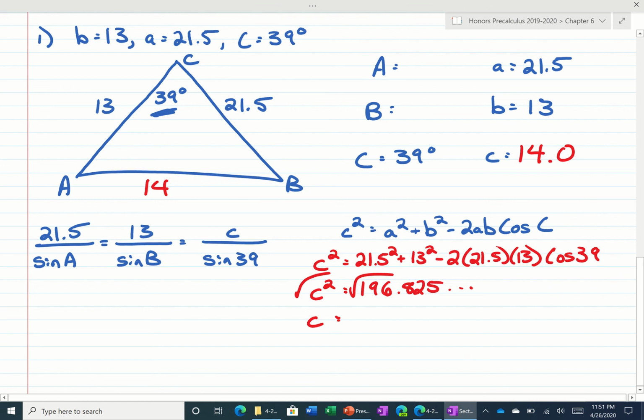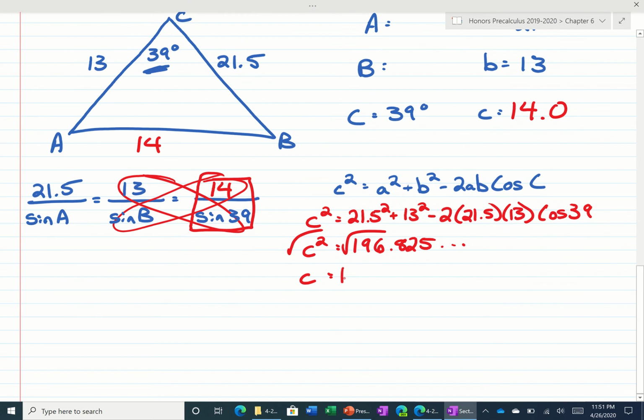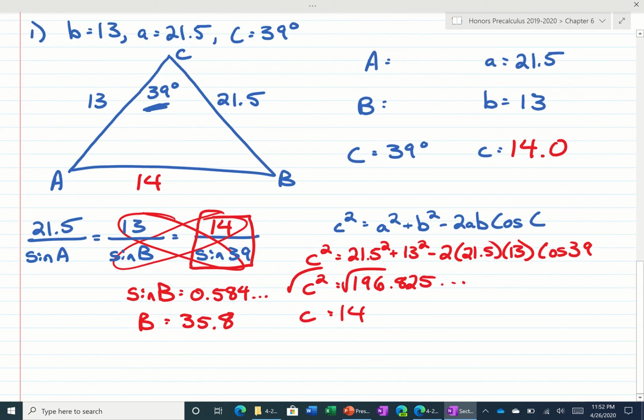All right, well, now that we have that side, we could use law of sines. We would use this fraction, cross multiply. Let's figure out what angle B is. So if we cross multiply and divide, I'm going to do 13 times the sine of 39, divide by 14, and I'm getting that the sine of B is equal to 0.584, whatever. Take the inverse of both sides to get angle B, and I'm getting 35.75, which is 35.8. We'll round it.